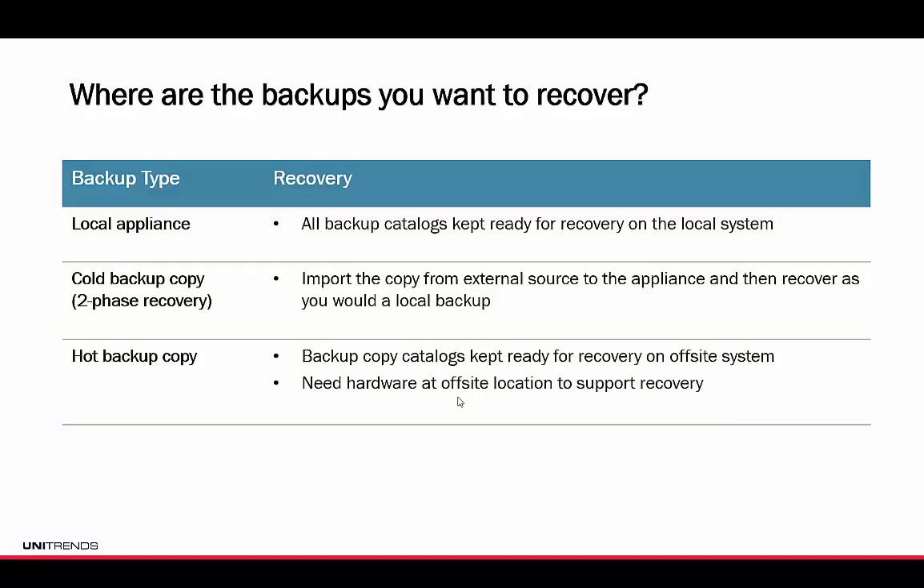As always, the first question we ask in all the other modules, and starting here too, is, where are the backups that you want to recover? In most cases, they're going to be on your local appliance. You're going to go right back there. Those catalogs, once again, are kept on the appliance, ready for recovery. It's pretty smooth. Now, you can also recover these from cold backup copies. Once again, the secret here is that you have to import the backup first to the local appliance. Then the normal local recovery shows up, but you have to filter in the backup catalogs on imported backups.